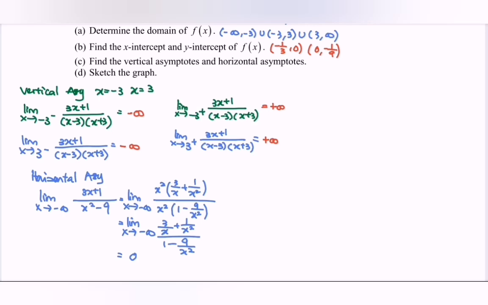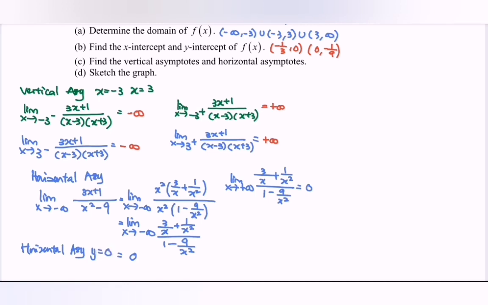Next, limit when x approaches positive infinity. We have 3 over x plus 1 over x squared, over 1 minus 9 over x squared. The value of y will be approaching 0 as well. So the horizontal asymptote will be y is equal to 0.